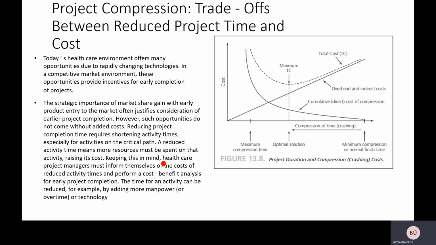Reducing project completion time requires shortening activity times, especially for activities on the critical path. A reduced activity time means more resources must be spent on that activity, raising its cost. Keeping this in mind, healthcare project managers must inform themselves of the cost of reduced activity time and perform a cost-benefit analysis for early project completion. The time for an activity can be reduced, for example, by adding more manpower, overtime, or technology.